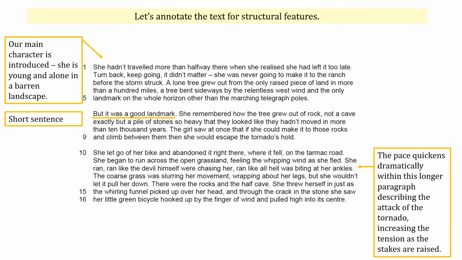Okay, so I'm going to give you a little bit of help with this one, so you can annotate along with me as I go. At the start of this text, our main character is introduced. She's young and alone in a barren landscape. We've got this short sentence here in the second paragraph, 'but it was a good landmark.' You've got to think about why maybe the writer has used that. In the third paragraph, the pace quickens dramatically within this longer paragraph describing the attack of the tornado, and that increases the tension as the stakes are raised. So that's the effect of that paragraph there.